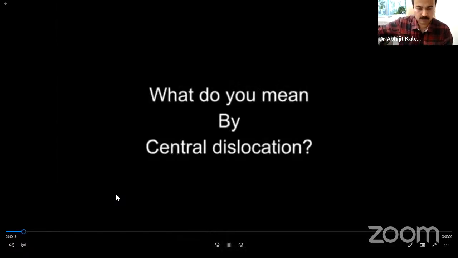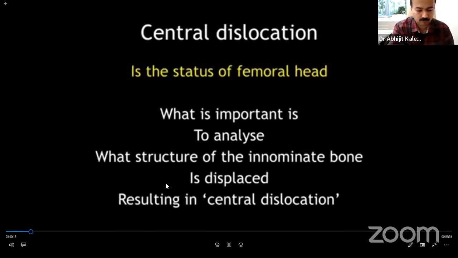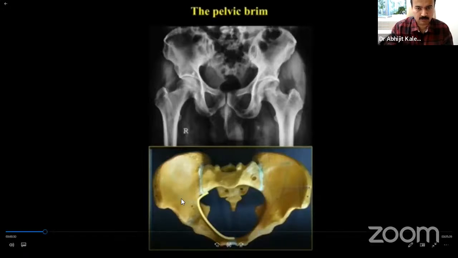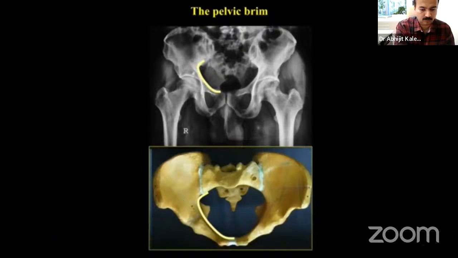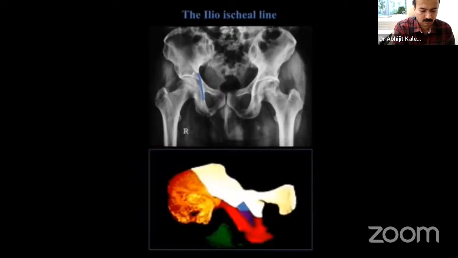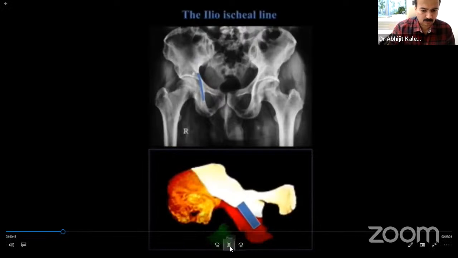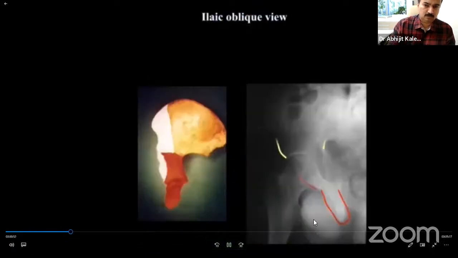So what exactly does one mean by central dislocation? Central dislocation is the status or station of the femoral head as seen in the AP view. It is important to visualize what anatomical structures are visualized, such as the pelvic brim and the iliac line, because when the station of the head is medial to these two landmarks, it appears as centrally dislocated in the AP X-ray.